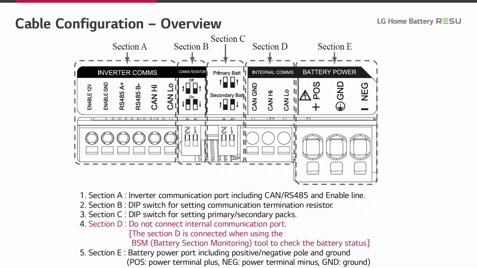Section D is only dedicated for the use of battery section monitoring. This is a tool to check the battery status. So do not connect the internal communication port on Section D. On Section E you have the battery power port including positive, negative pole and grounding.